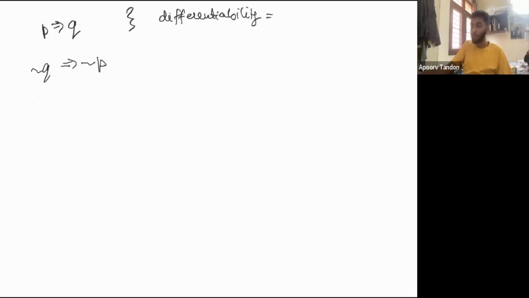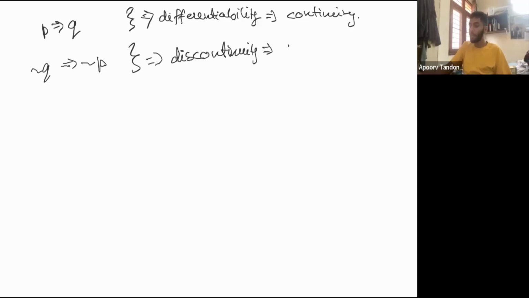Using elementary principles of mathematical reasoning, you might recall that if P implies Q, the negation of Q implies the negation of P. So what this means is, we have proven that differentiability implies continuity. The proof readily reduces to the fact that discontinuity will imply non-differentiability, right?